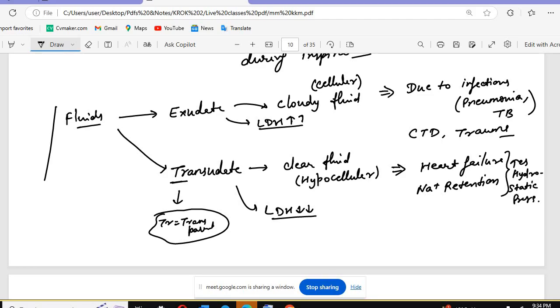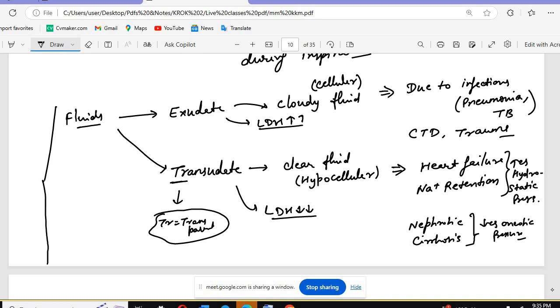Along with that, decreased oncotic pressures can also cause hypocellular conditions, like nephrotic syndrome or cirrhosis. In nephrotic syndrome, a large amount of protein is lost in the urine. So there will be proteinuria, and with that there is a decrease of albumin. If there is a decrease of albumin, there is a decrease of oncotic pressure. So with decreased oncotic pressure, here also we can see transudate fluids.